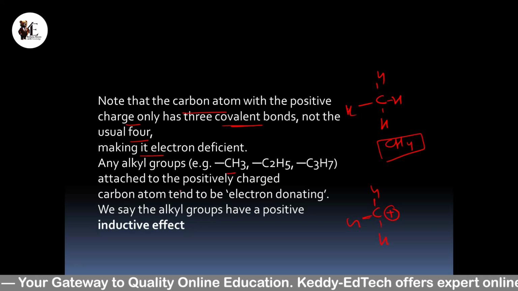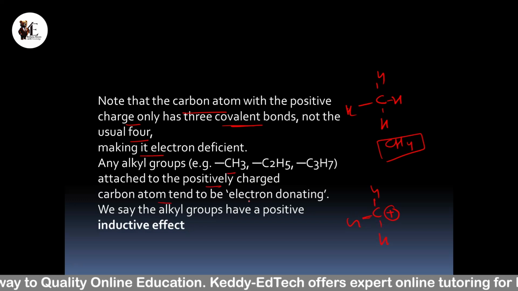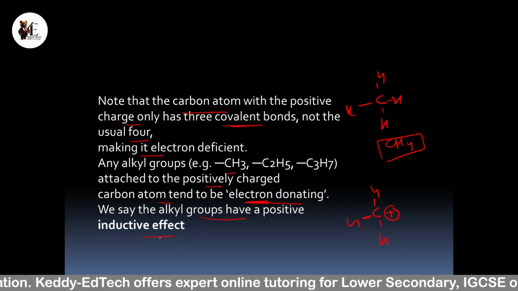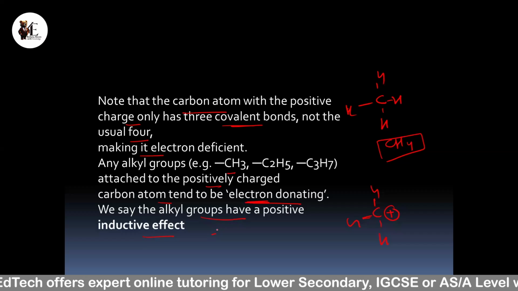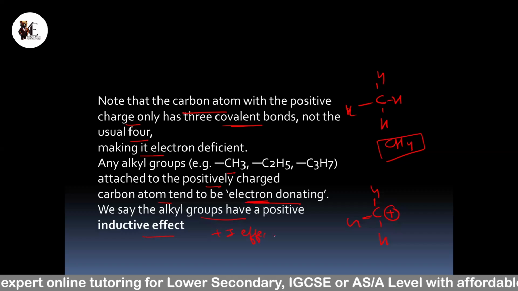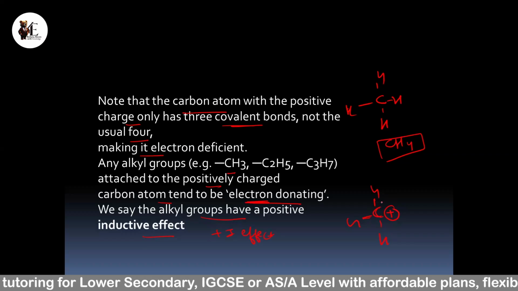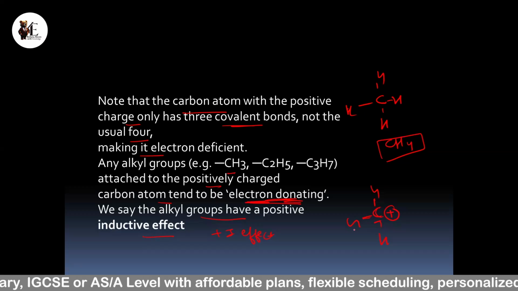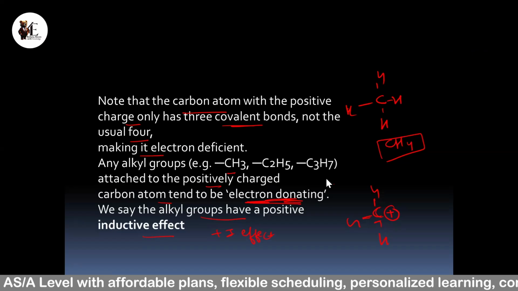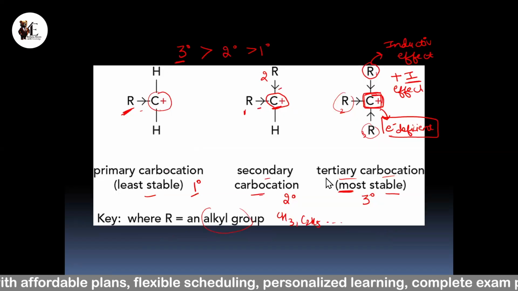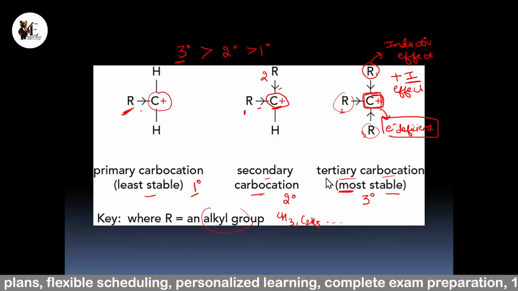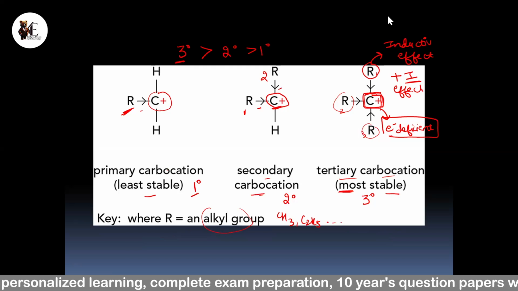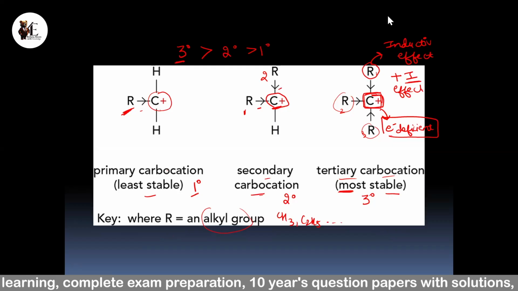So any alkyl group attached to the positively charged carbon atom is electron donating. We say that the alkyl group has a positive inductive effect, plus I effect. Plus I effect means they are electron donating and they are helping this carbocation become stable because it is electron deficient. They are donating their electrons to the electron deficient species. Is it clear why 3-degree carbocation is more stable as compared to 2-degree and 1-degree? No? Yes.